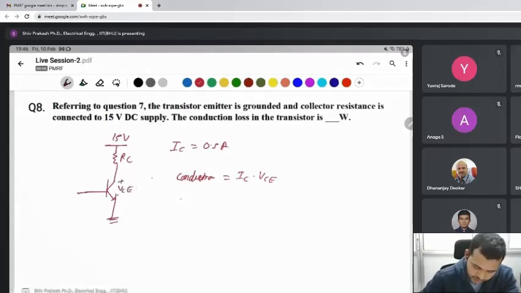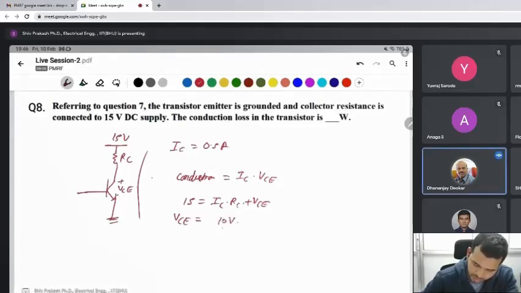To find the VC value, apply KVL here. 15 is equal to IC into RC plus VC. Then find the VC value, which is 10 volt. And find the conduction loss, 2.5 into 10.